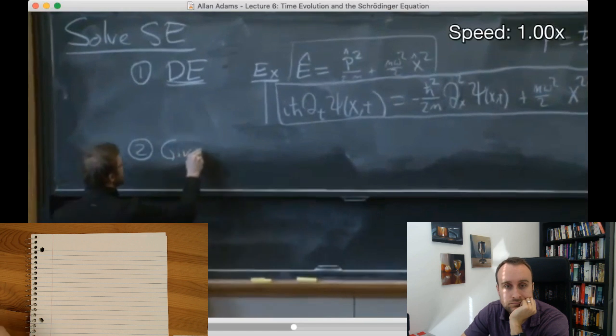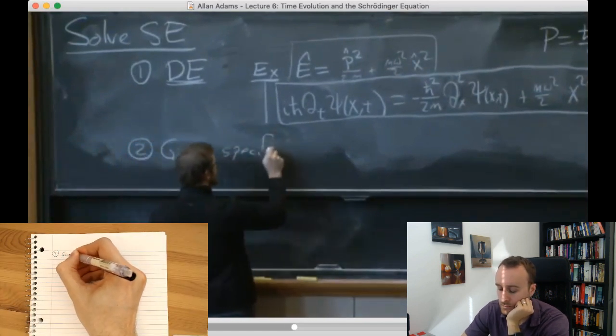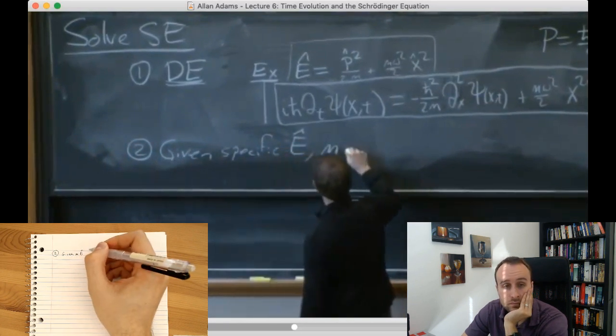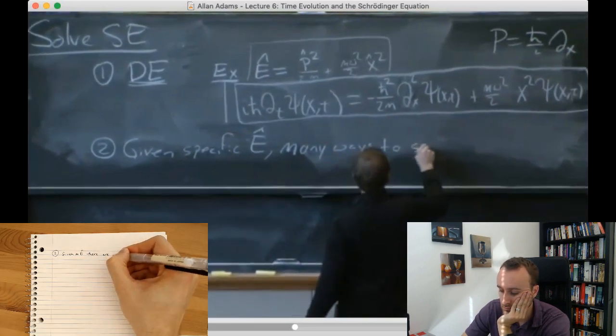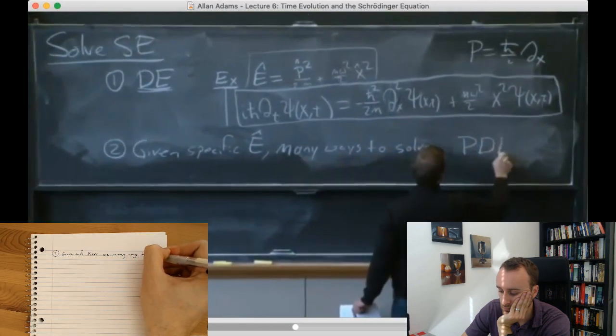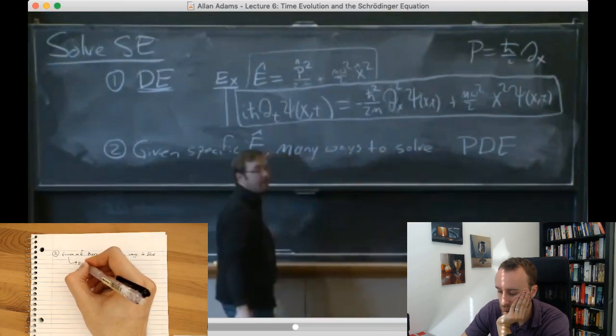Given some specific energy operator, there are many ways to solve the resulting differential equation. And I'm just going to mark that in general it's a PDE, because it's got a derivative with respect to time and derivative with respect to space.